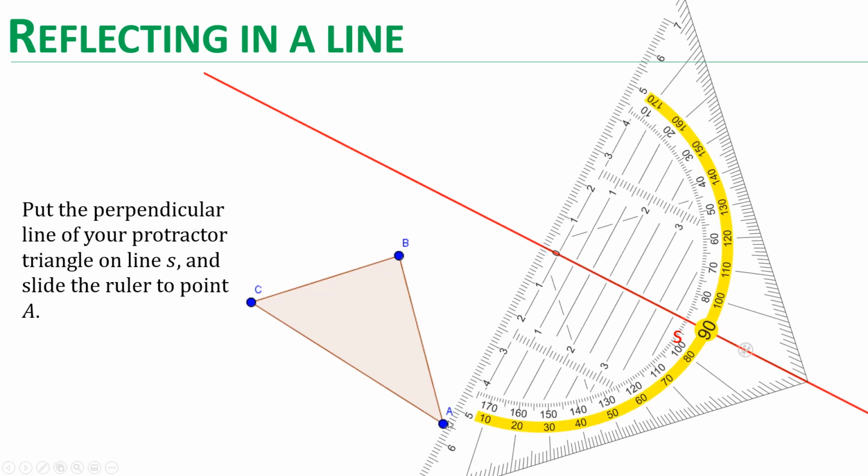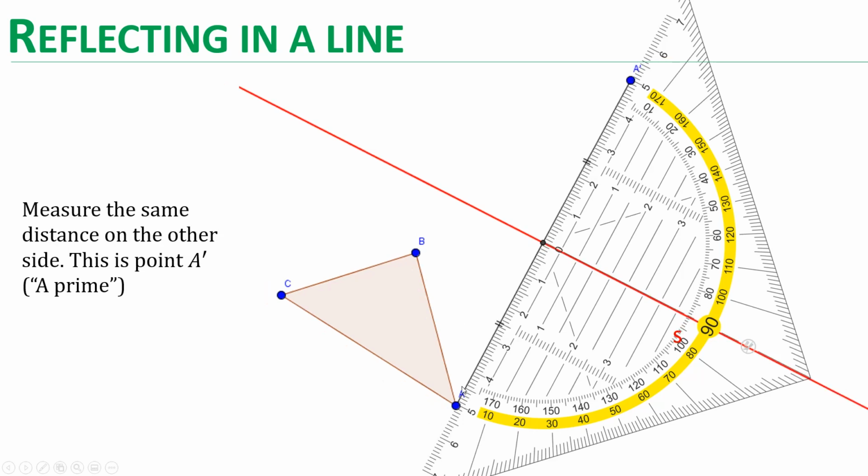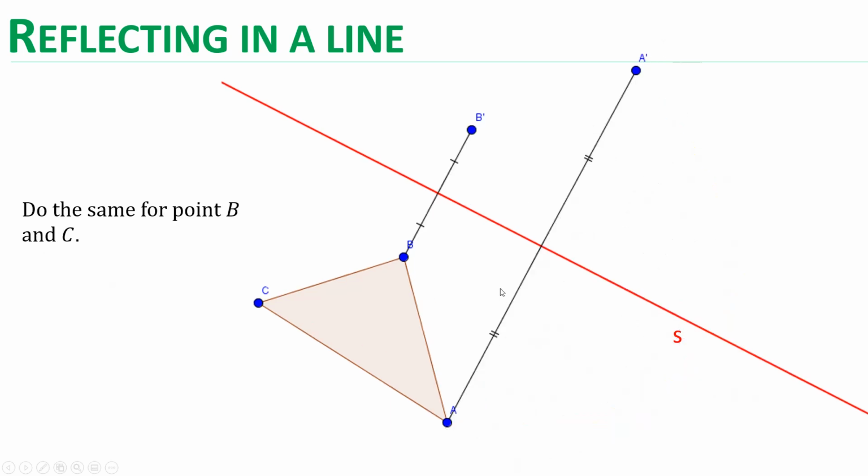So starting at vertex A, we place the perpendicular line of our protractor triangle on line S, so like this. And then we slide the triangle so that the ruler meets point A, vertex A. Now we draw the perpendicular line to line S that goes through A, like this, as long as we can copy this distance. So this is 5 centimeters here, and this is 5 centimeters here. And then on the other side, we put the image of vertex A, which we call vertex A prime, an A with a small apostrophe right next to it. We do the same for the other vertices.